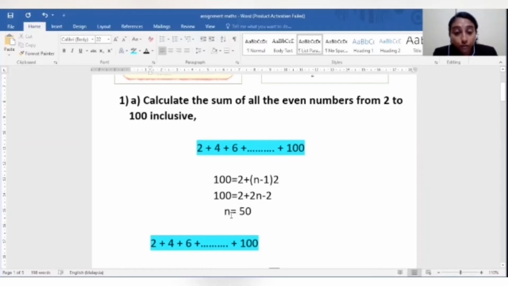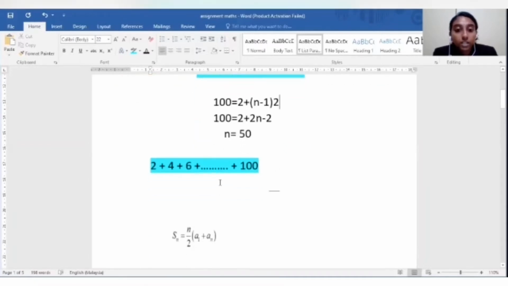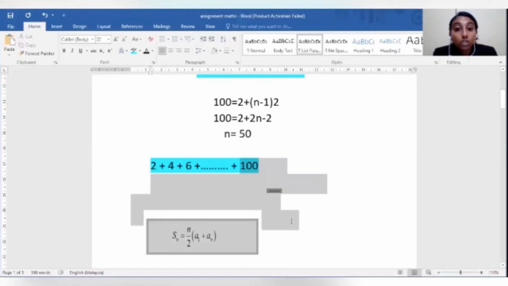How do I get 50? Because 2 negative 2 means 0. So 100 divided by 2 means 50. So we already get the nth term. After we get the nth term, it's actually easy to do the sum question.